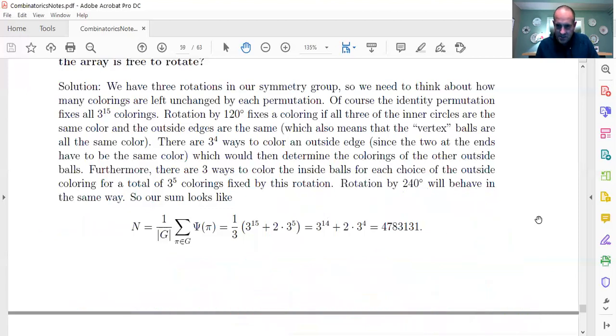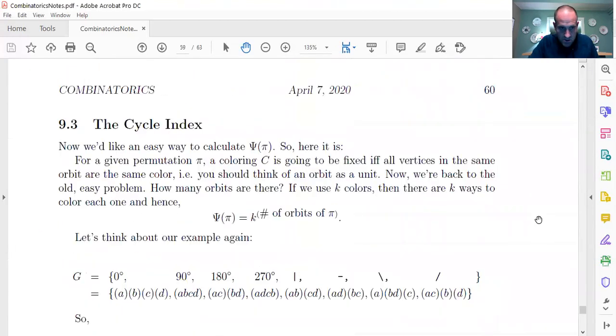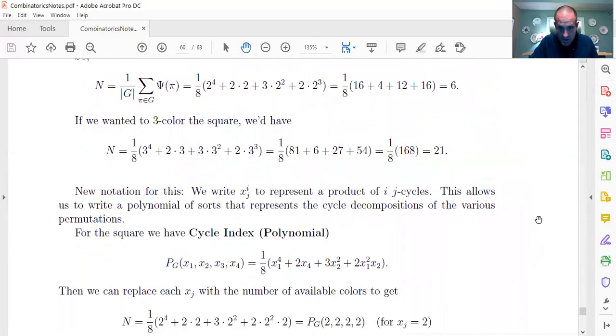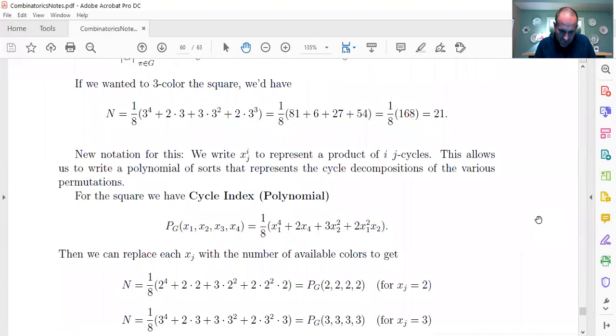Let's go down here and see that one more time. So here was our cycle index in the case of the square. Notice right here, this is like the first power basically.